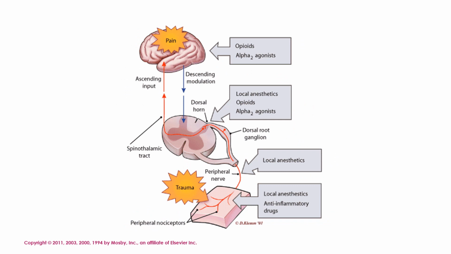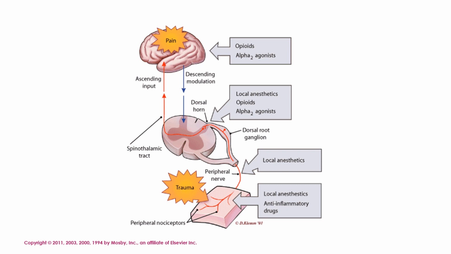Here is another diagram of the pain pathway, and the interventions that can modulate the activity at each point. Again, this highlights the value of multimodal or balanced anesthesia in post-operative pain treatment. So these are again the different pathways. At the level of the skin, particularly at the peripheral nociceptors, we can use local anesthetics and NSAIDs, anti-inflammatory drugs, in order to inhibit the pain transmission pathway.